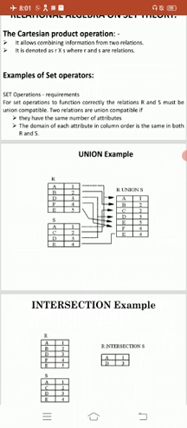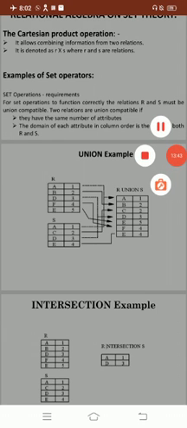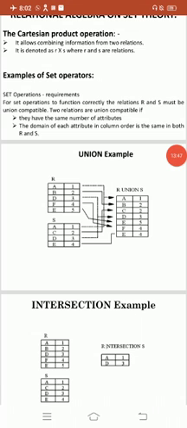Suppose I am taking one simple syntax here. Select column names from table 1, union, select column names from table 2. That's all. That is called the basic syntax of union: select column names from table 1, union, select column names from table 2.